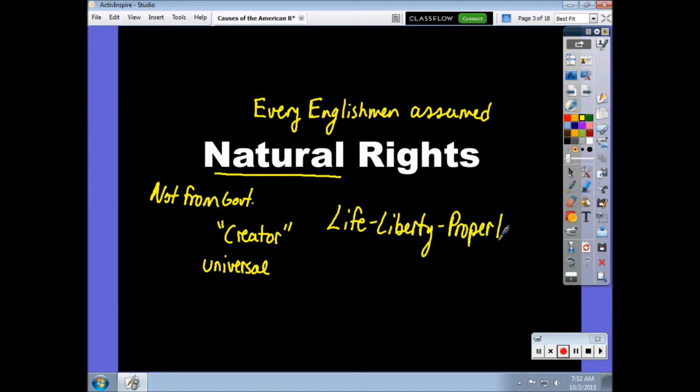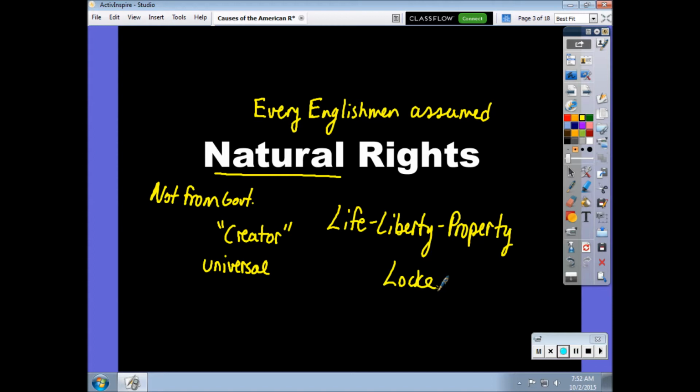Now you don't see the word property in the Declaration, you see the words pursuit of happiness. But the idea of property came from a man by the name of John Locke. And John Locke was a philosopher in England in the early 1700s, and he was very influential on many of the founding fathers, in particular Thomas Jefferson.